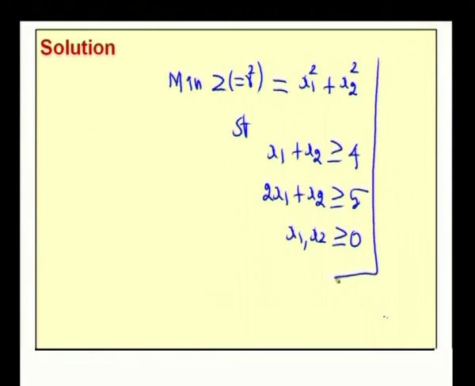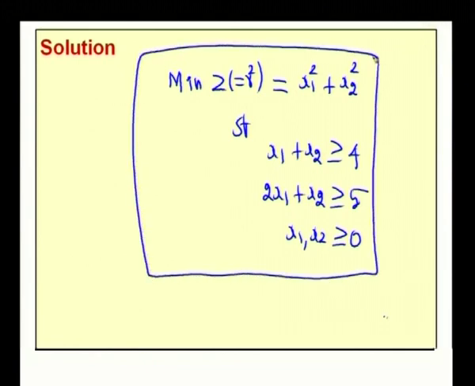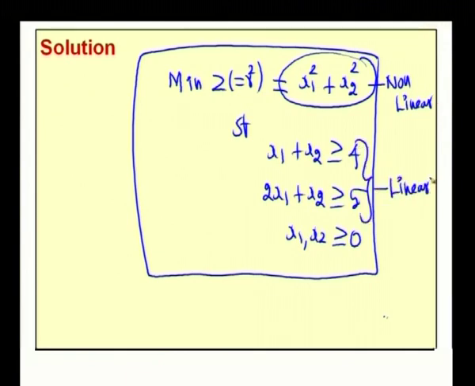So, the given problem can be formulated as follows. Our aim is to solve this nonlinear programming problem of minimize z equal to x1 squared plus x2 squared subject to the constraints x1 plus x2 greater than or equal to 4, 2x1 plus x2 greater than or equal to 5, x1, x2 greater than or equal to 0. In this problem, the objective function is nonlinear, whereas both the constraints are linear. We have to solve it with the help of the graphical method.